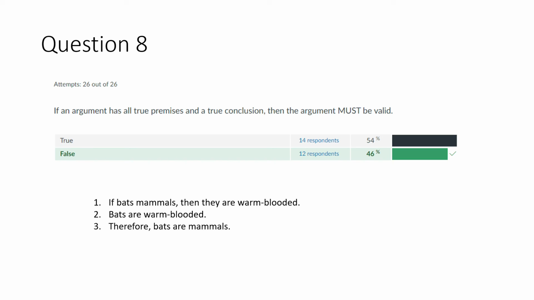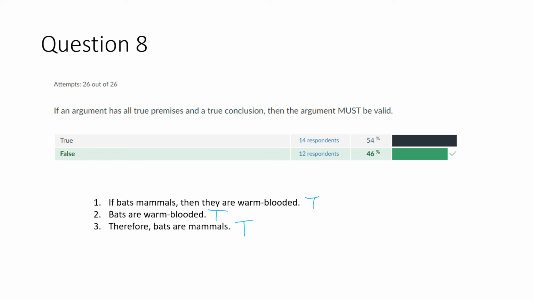This argument, for example, has all true premises and a true conclusion, but it is in fact invalid. If bats are mammals and they are warm-blooded, that is true. Bats are warm-blooded, that's also true. And bats are actually mammals. However, pretend just for the moment that you didn't know anything about bats. Or at the very least, you didn't know that they were mammals.